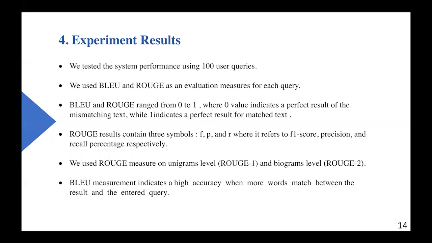ROUGE results contain 3 symbols: F1 score, P, precision, and R, recall. Recall simply means how much of the user query the model is capturing or recovering. In other words, recall is the number of overlapping words appearing in both the system output and user query divided by the number of words in the user query.